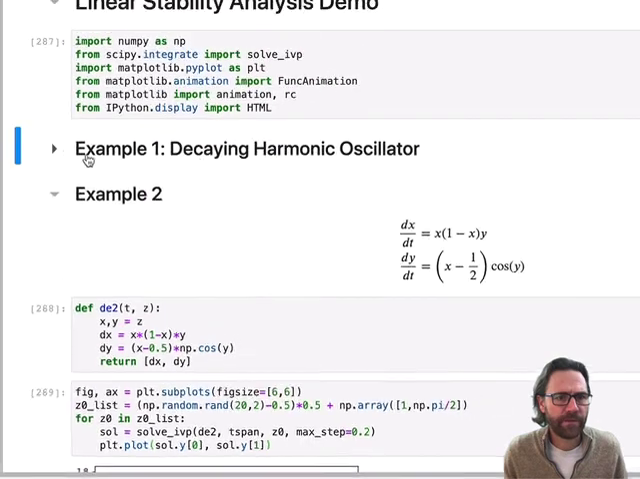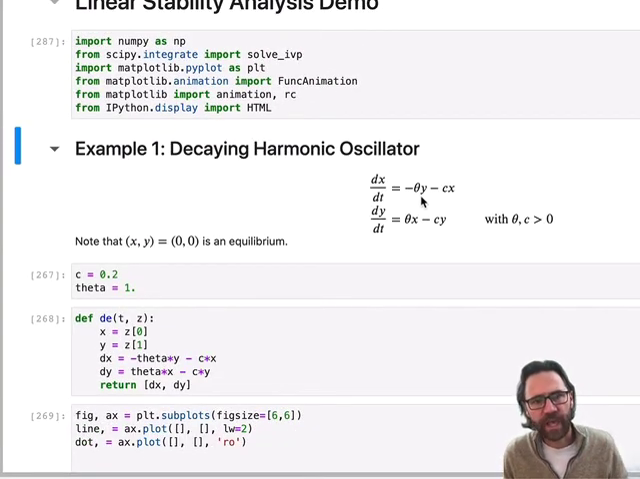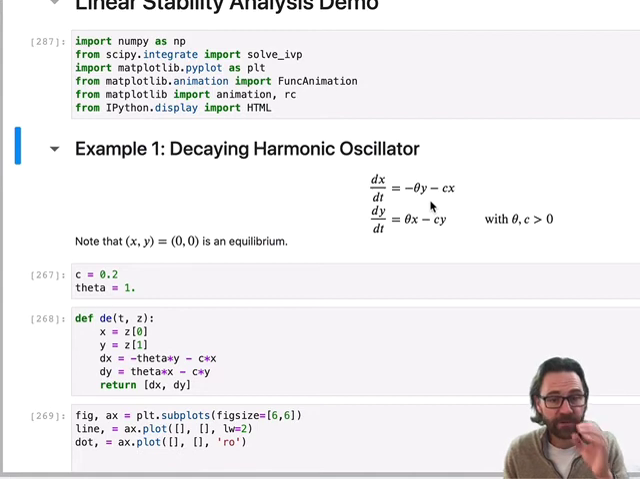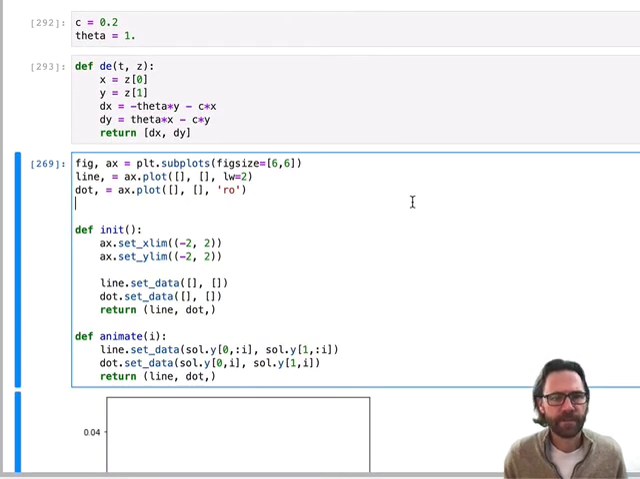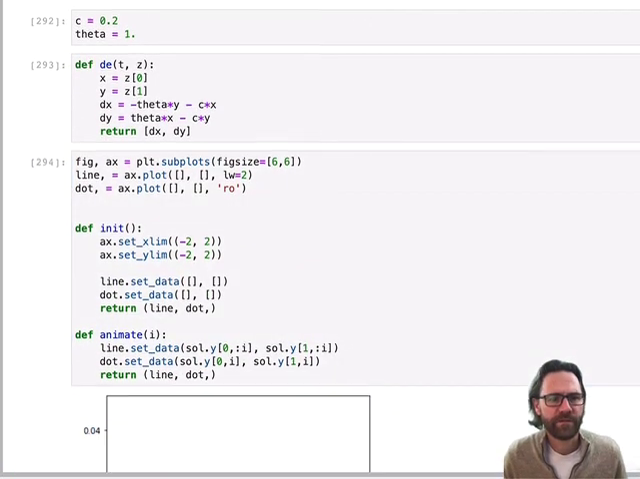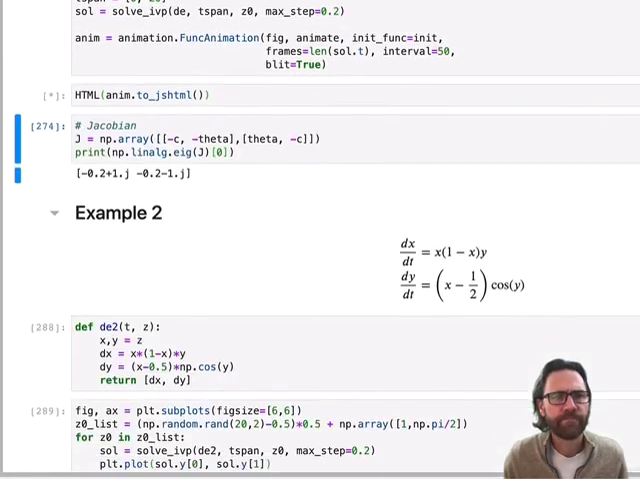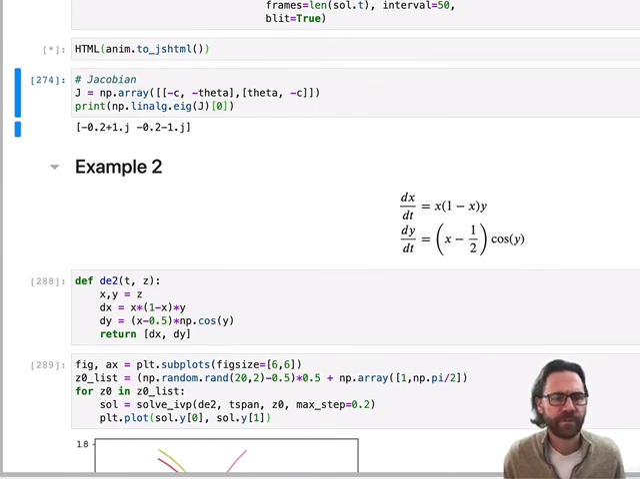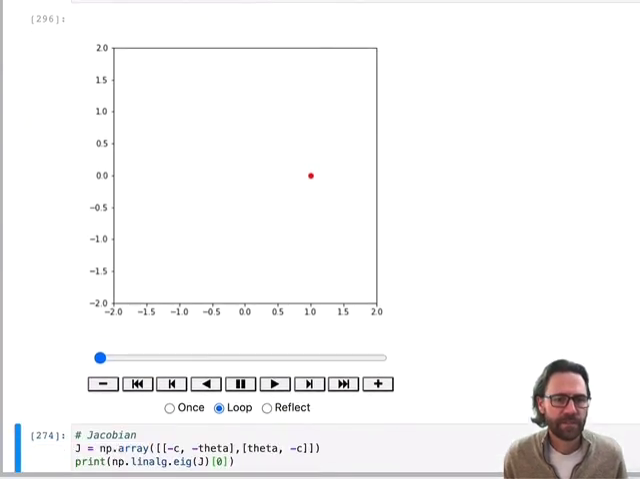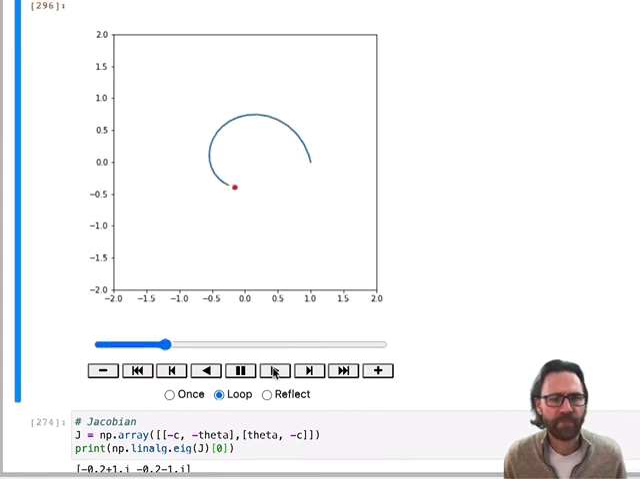Just another example here. Here's a different dynamical system. It's a decaying harmonic oscillator. So it's a linear differential equation. So the Jacobian, it's easy to take the derivative because it's already linear. But so there's the dynamics equation, and I've set this one up so I can animate it. So it's going to run a single one, and I can animate it over time. So we start out there, and then you can see it's spiraling in.